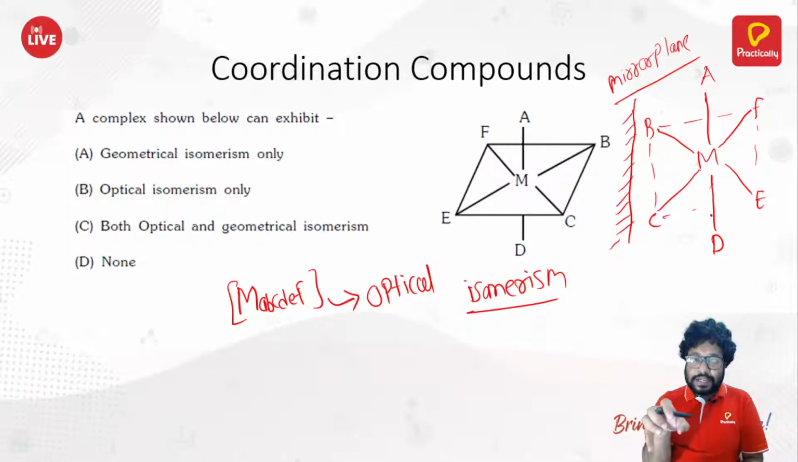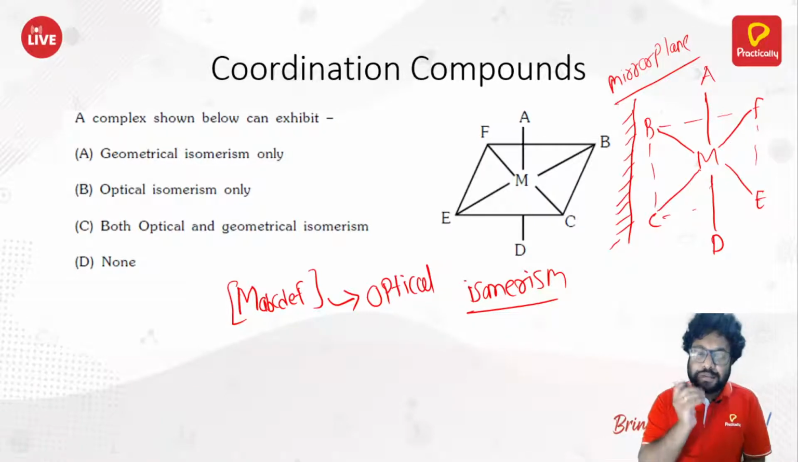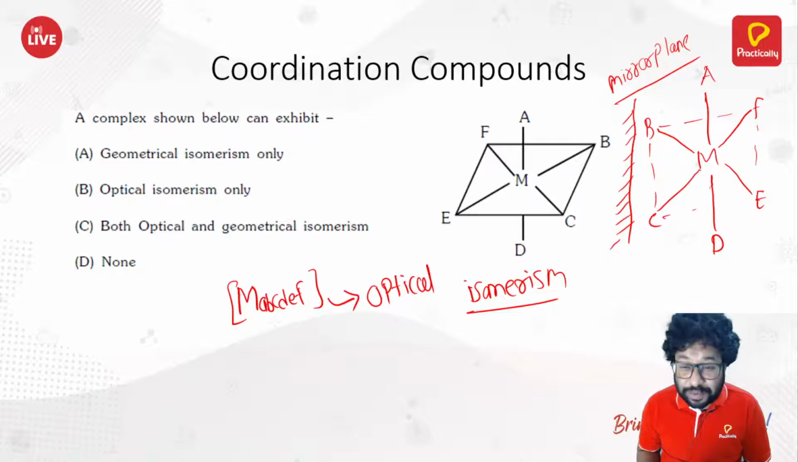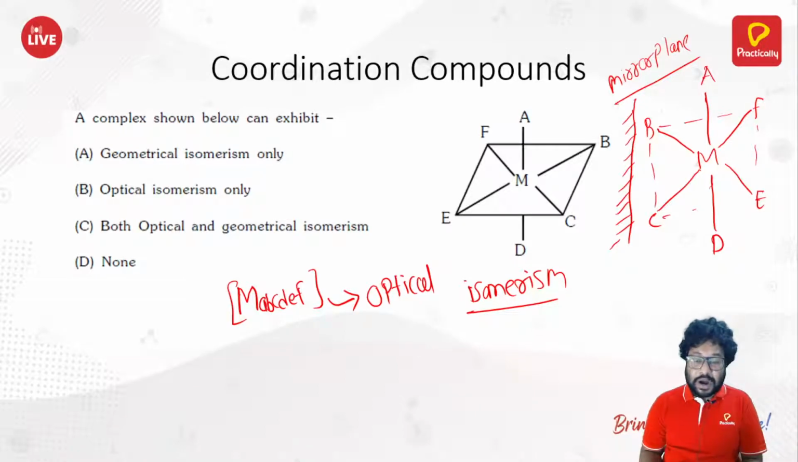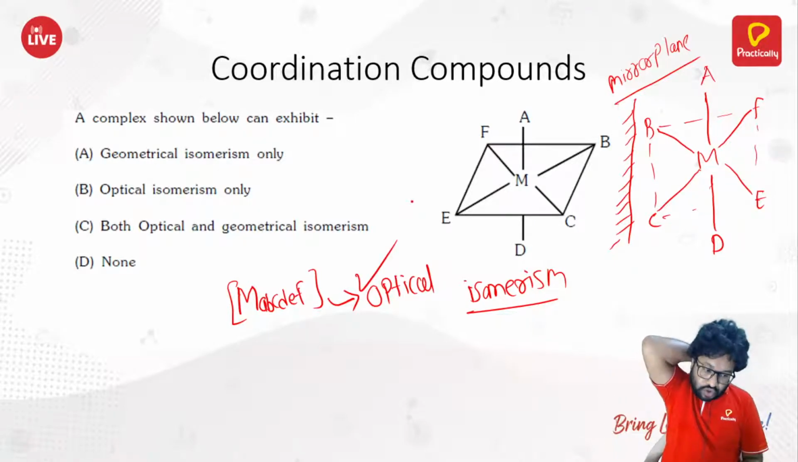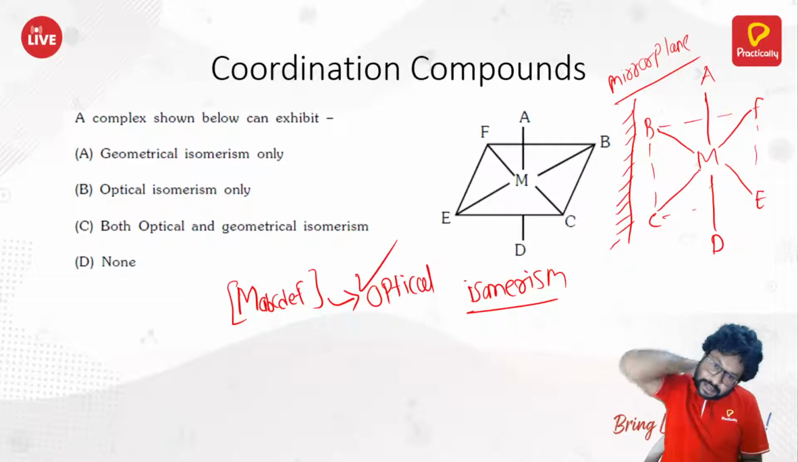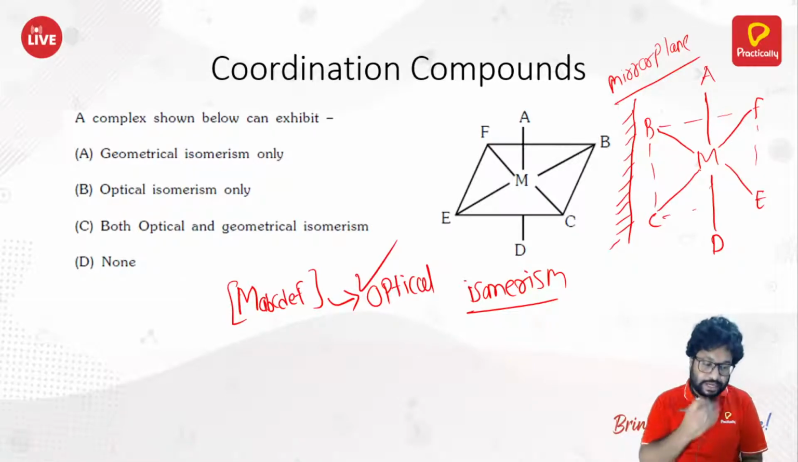Now, try to lift this compound and try to place it over its mirror image. Does it get superimposed? No, it will not get superimposed. And that means this compound is asymmetric and therefore it should show optical isomerism for sure. And this compound does show optical isomerism.